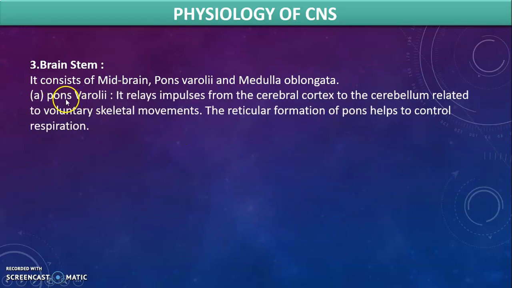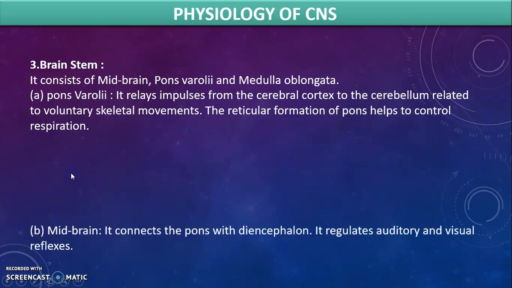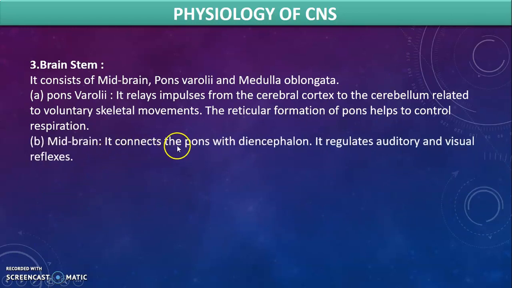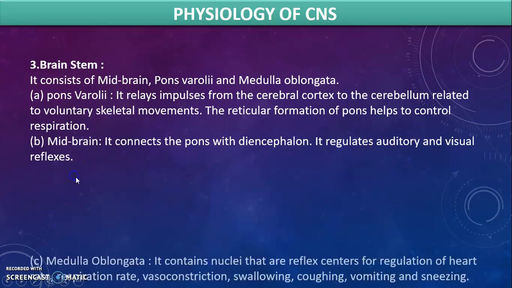Then we see the pons varolii. It relays impulses from the cerebral cortex to the cerebellum related to voluntary skeletal movement. The reticular formation of the pons helps to control respiration. Then the midbrain connects the pons and diencephalon. It regulates auditory and visual reflexes.